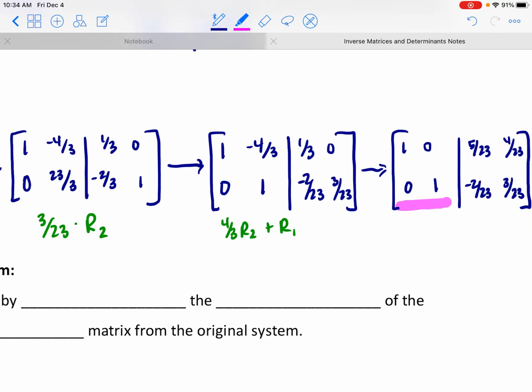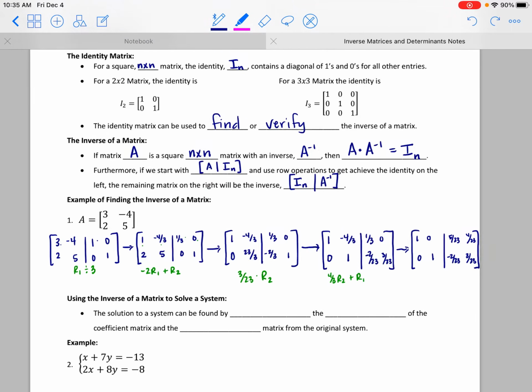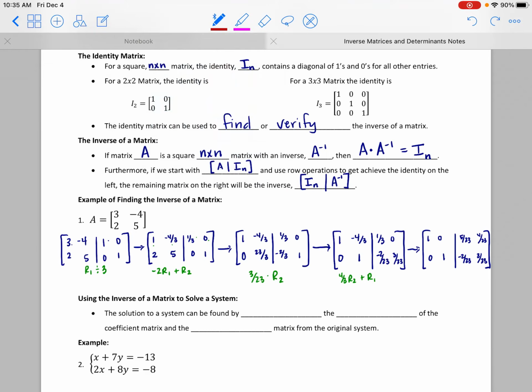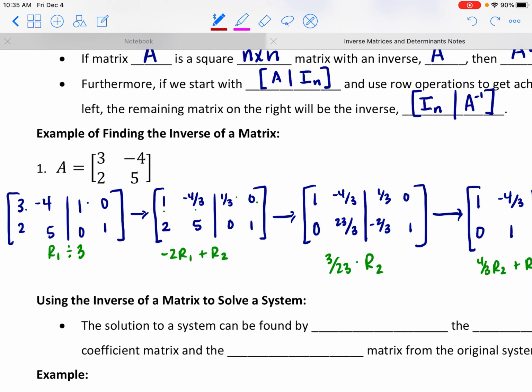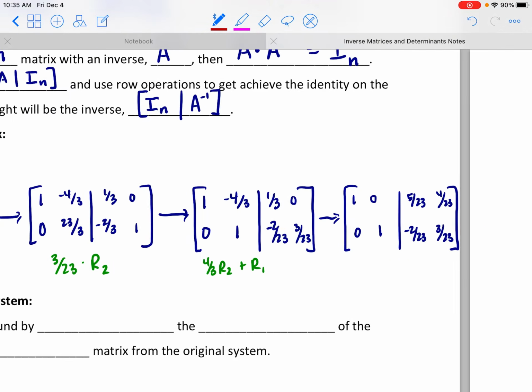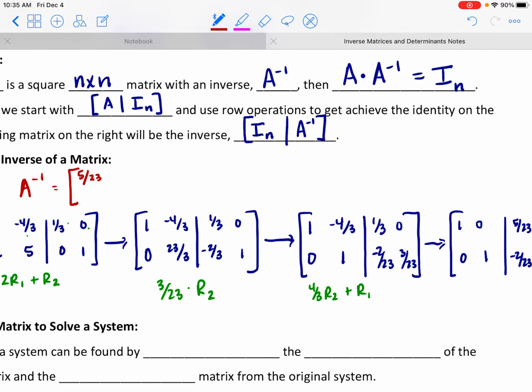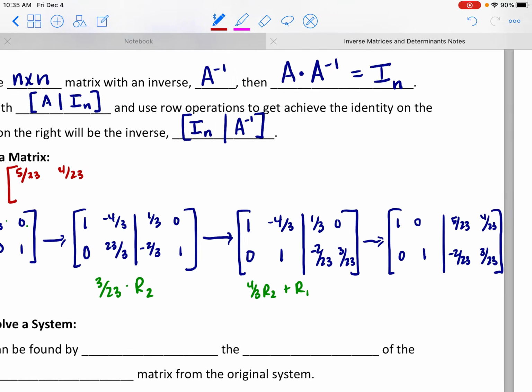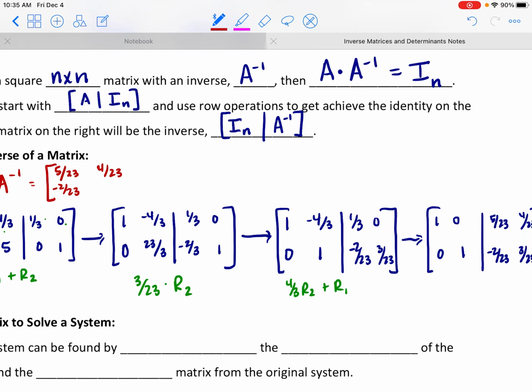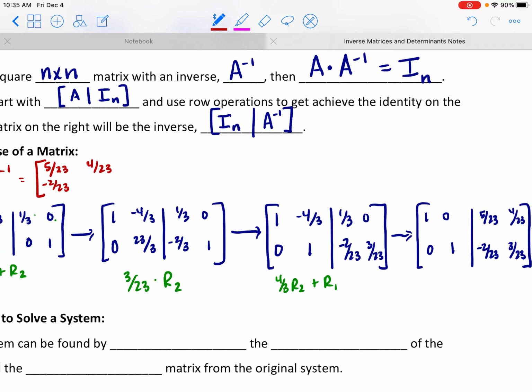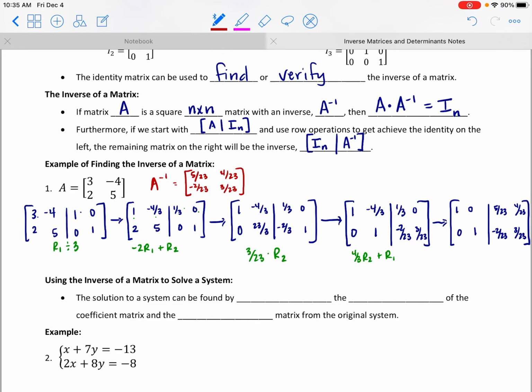So once we have used row operations to achieve the identity on the left, what we have remaining on the right is the inverse. So everything that's left on the right here is the inverse. So now we can say, given A equals 3, 2, negative 4, 5, that A inverse is the matrix containing 5 over 23 and 4 over 23 and negative 2 over 23 and 3 over 23. And there it is. Okay, it's ugly, but that is the inverse for that matrix.